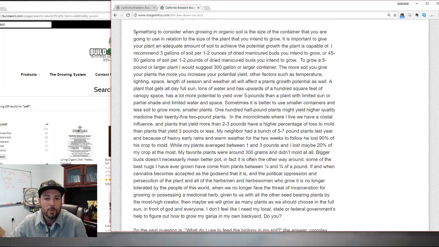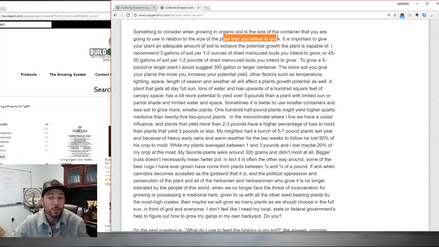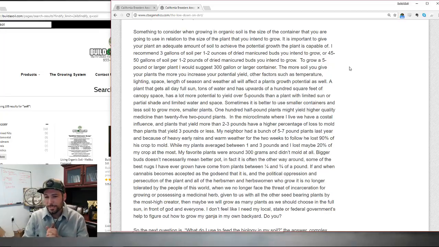Something to consider when growing in organic soil is the size of the container that you're going to use in relation to the size of the plant. This is huge. It is important to give your plant an adequate amount of soil to achieve the potential growth the plant is capable of. I recommend 3 gallons of soil per 1 to 2 ounces of dry manicured buds you intend to grow, or 45 to 50 gallons of soil per 1 to 2 pounds of dry manicured buds you intend to grow. I disagree with those numbers a little bit. Depending on the lights, whether it's outdoor, indoor, there's a lot of differences, okay?